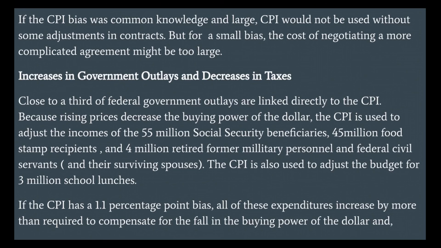The CPI is used to adjust the incomes of the 55 million Social Security beneficiaries, 45 million food stamp recipients, and 4 million retired former military personnel and federal civil servants and their surviving spouses. The CPI is also used to adjust the budget for 3 million school lunches. If the CPI has a 1.1 percentage points bias, all of these expenditures increase by more than required to compensate for the fall in the buying power of the dollar.